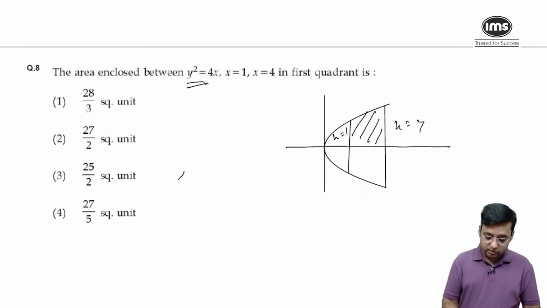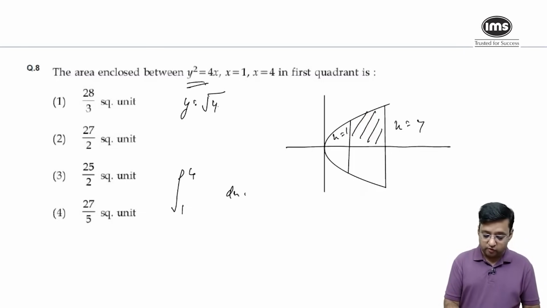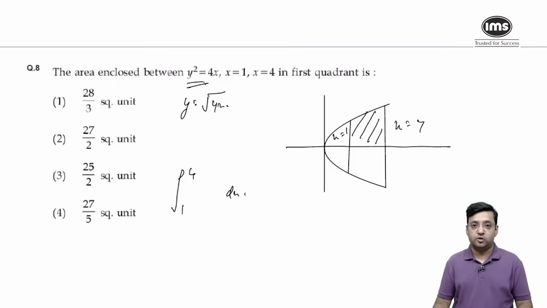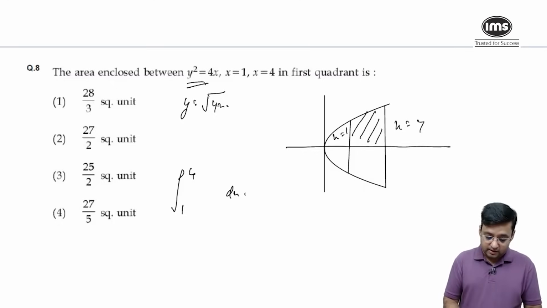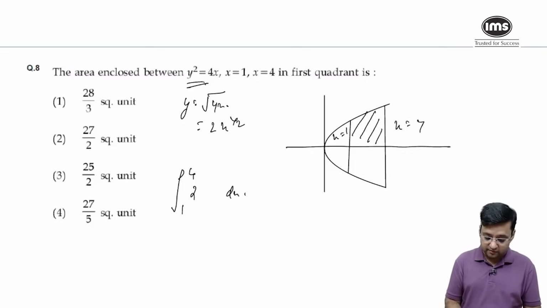So we need to integrate from 1 to 4, correct? That means we are using a dx. This is the way we find the area under the curve. Now coming to y, it will be under root 4x. Now that 2 becomes a 2x to the power half. Better way, we can write this as 2x to the power half.